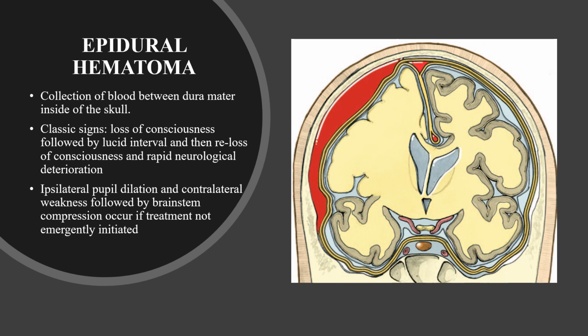An epidural hematoma is a collection of blood between the dura mater and the inside of the skull. The classic sign of an epidural hematoma is a loss of consciousness with a period of wakefulness and then a re-loss of consciousness and rapid neurological deterioration.